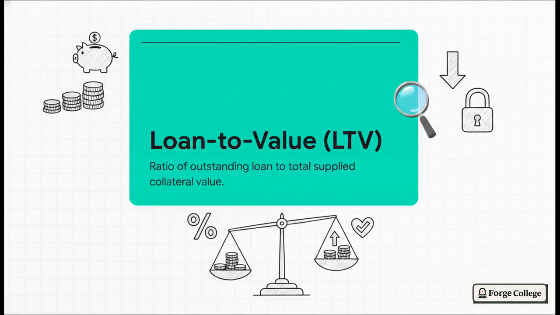Loan to value, or LTV, is the ratio of your outstanding loan compared to the total value of your supplied collateral. So if you supply $100 and borrow 50, your LTV is 50%. Simple enough, right? This ratio acts as the ultimate health factor for a borrower.